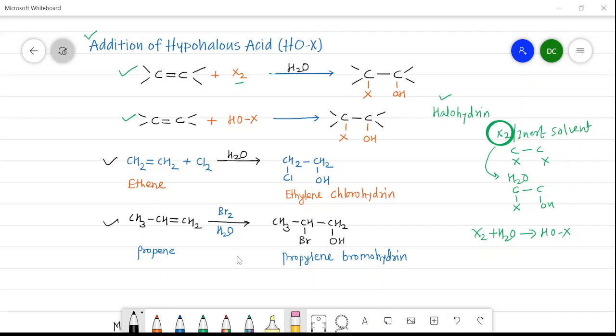And in case of unsymmetrical alkene, as the electrophilic reagent is an unsymmetrical one, see here HO and X, that's why we have to apply Markovnikov's rule in case of unsymmetrical alkene addition reaction. Now we will see the mechanism of addition of hypohalous acid.